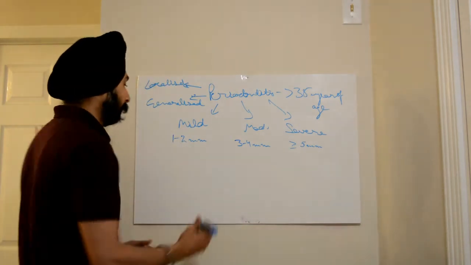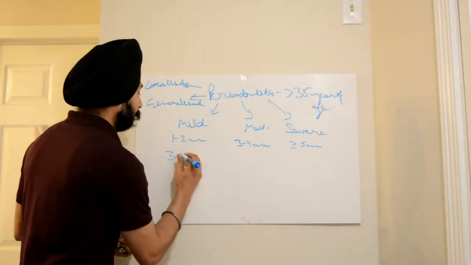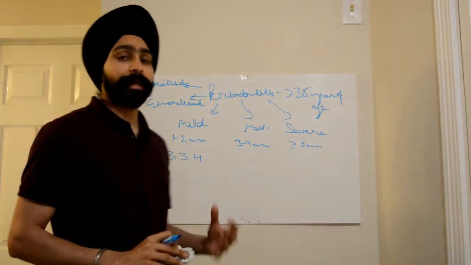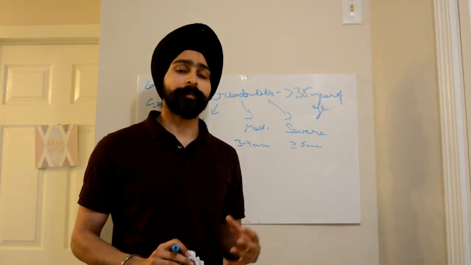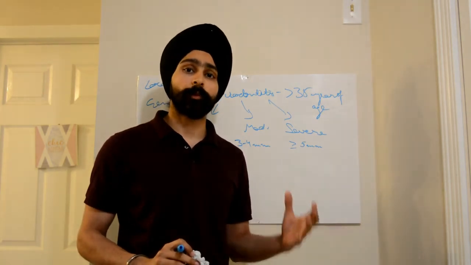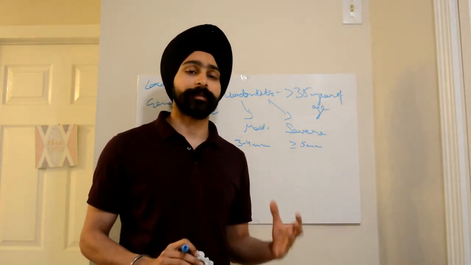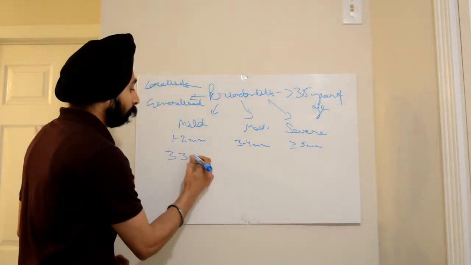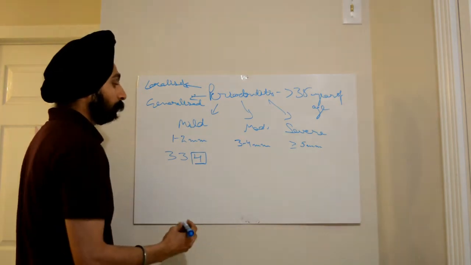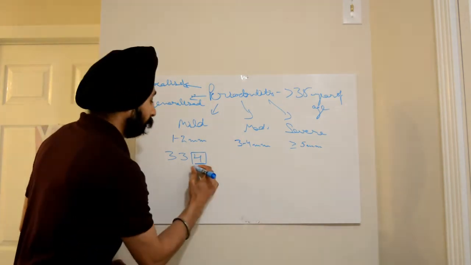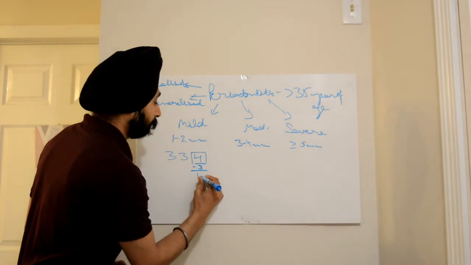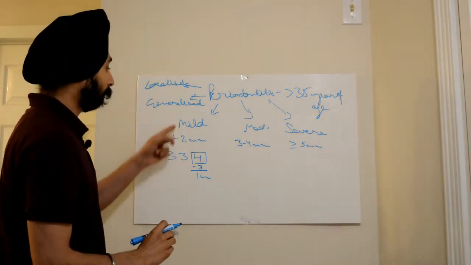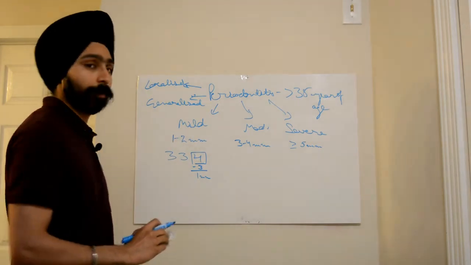Sometimes you are given in the history 3, 3, 4. As I have told you, in the absence of recession, when there is no recession present, the probing depth that is normal, we consider it up to 3 millimeter. Here it's more than 3 millimeter. So up to 3 millimeter it is normal. So 4 minus 3 it becomes 1 millimeter. This becomes an example of mild periodontitis.